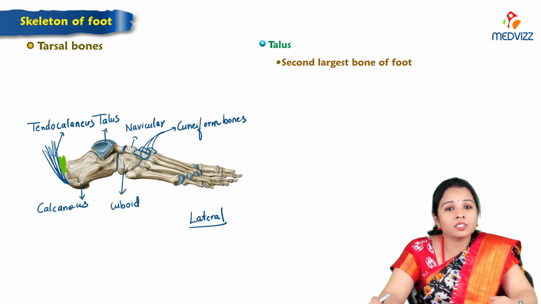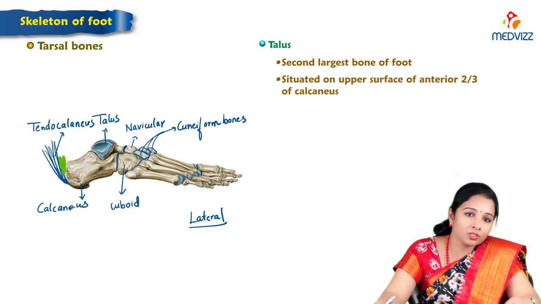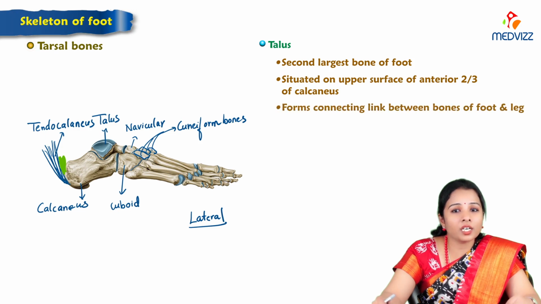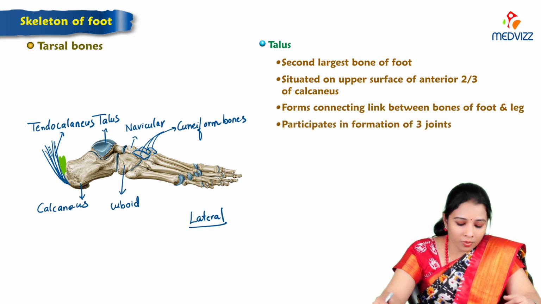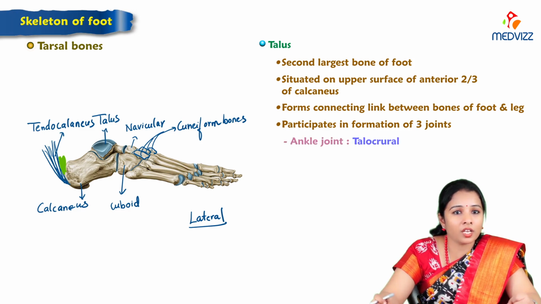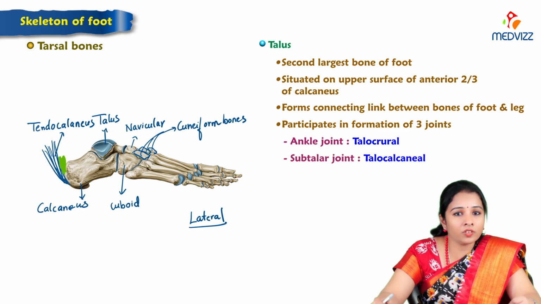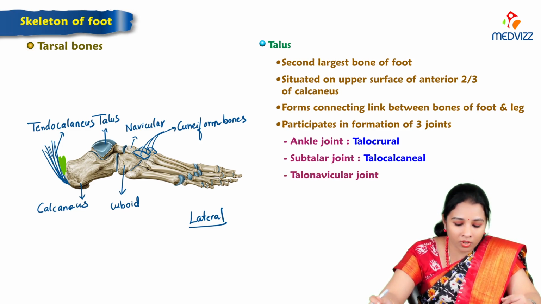So the talus is the second largest bone of the foot, situated on the upper surface of the anterior 2/3 of the calcaneus, and it forms a connecting link between the bones of the foot and the leg. So it takes part in the formation of ankle joint, and below the talus the joints are called as subtalar joints. So it participates in the formation of 3 joints: ankle joint, which is called talocrural joint, talocalcaneal joint, which is otherwise called subtalar joint, and anteriorly the talus articulates with the navicular bone to form talonavicular joint.